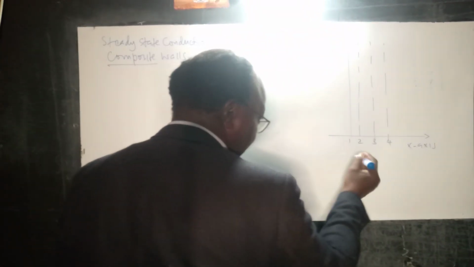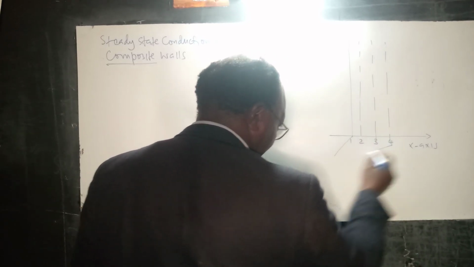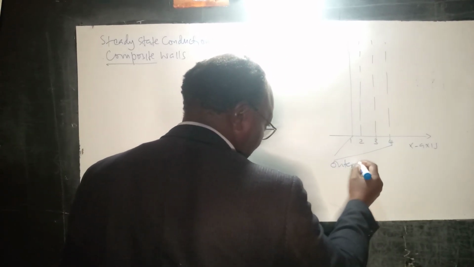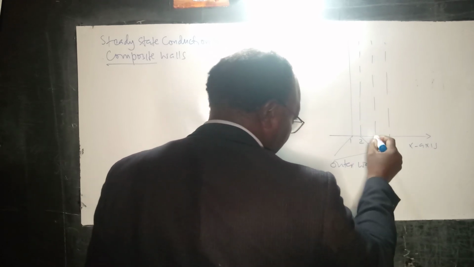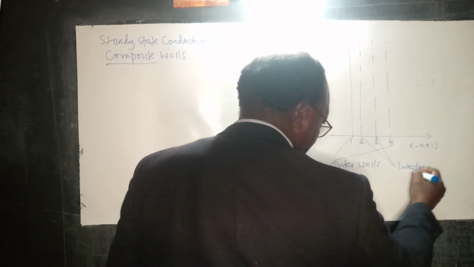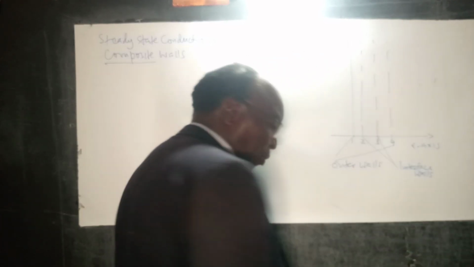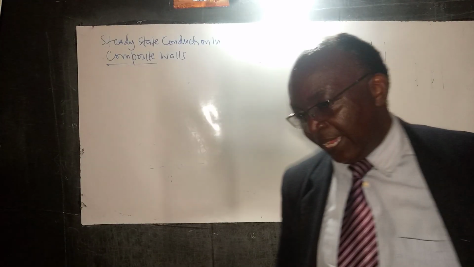Now, if you look at the interfaces, we have interface 1 and 4, the wall 1 and 4. You can call them the outer walls. And wall 2 and 3, you can call them the interface walls. And you're making one key assumption: that there is no resistance across the interfaces.